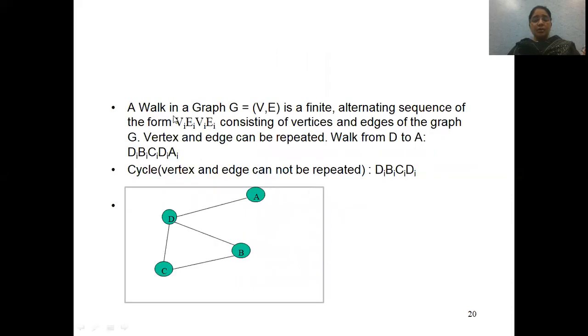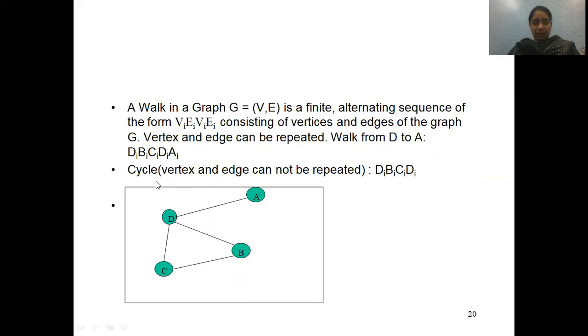Now come to the walk in a graph. A walk is a finite alternating sequence of this form, consisting of the vertices and edges of the graph G. In this diagram, there are four nodes, and we are finding the walk from node D to node A. So that will be D, B, C, D, A. In a walk, we can repeat the edges and we can repeat the vertices as well.